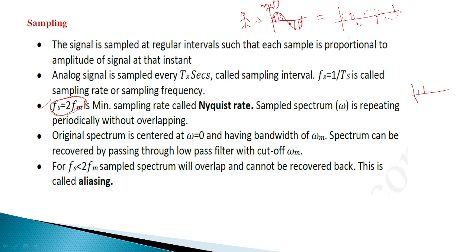Then only we can get. If it is more, that is okay. That is better to get. Why are we going for sampling to convert analog signal into digital? So that is the Nyquist rate frequency.